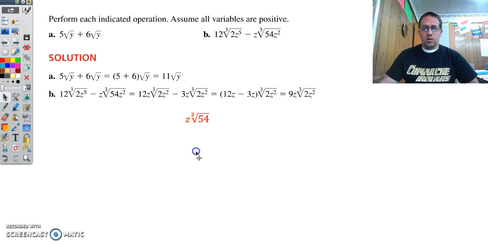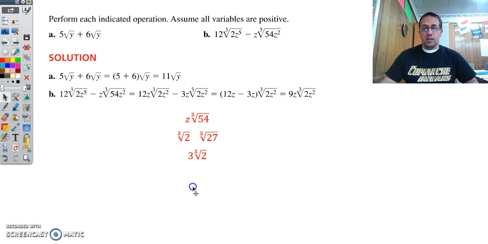So first, I'm going to split up that 54. Okay, and what we want to do is pull out perfect cubes. And if you can see those, great. If not, you can just start factoring. So factors of the cube root of 54 are the cube root of 2 and the cube root of 27. And 27, that's a perfect cube. All right. So the cube root of 27 is 3. So this turns into 3 cube roots of 2.